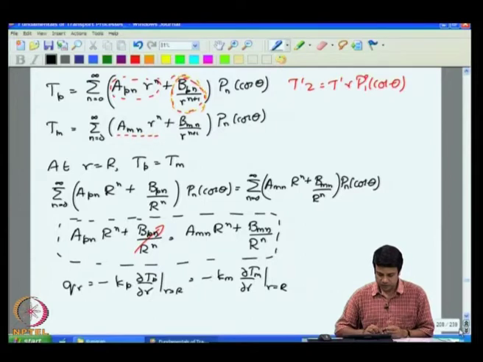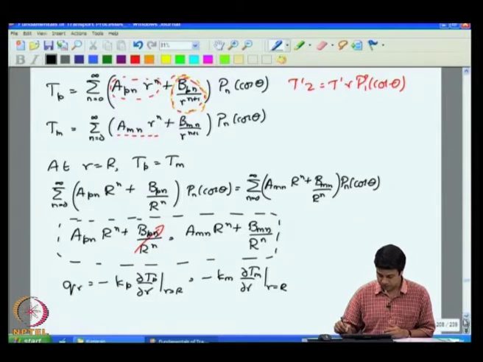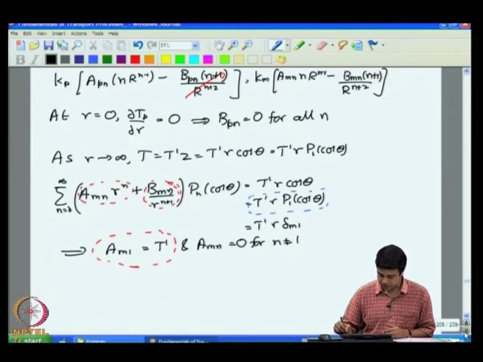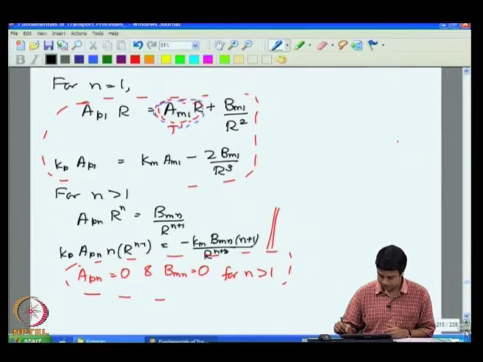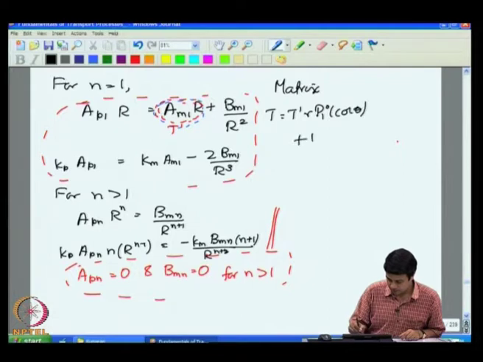And from that we got solutions of this kind: A P_n into r to the power n plus B P_n by r to the power n plus 1, P_n of cos theta. This A P_n for n is equal to 1 was equal to T prime, and it was 0 for all other values. And so, the final solution for the temperature field that we got was of this kind in the matrix: T is equal to T prime r P_1^0 of cos theta plus B_m1 by r square P_1^0 of cos theta.